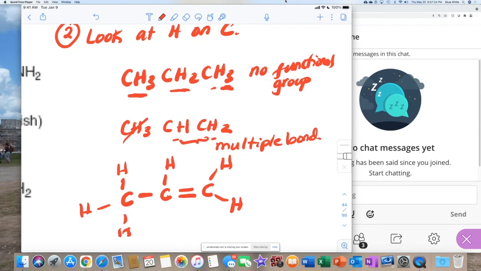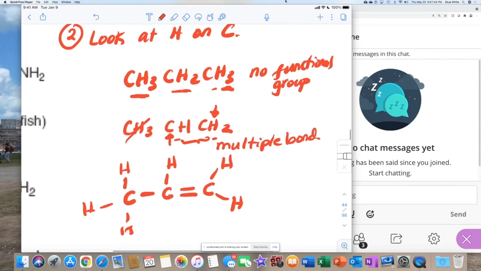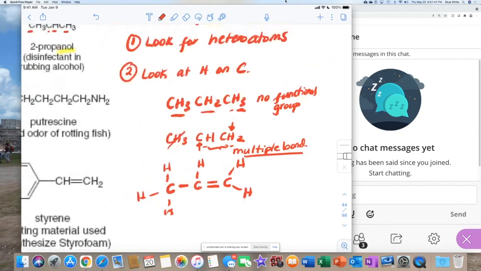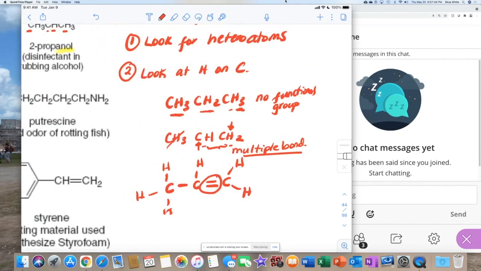So to accommodate the second bond, they get rid of hydrogens from here and from here. Okay, so just be aware. The easiest way when you're learning this, just draw the lowest structure. That's the easiest way. You go through the long process. When you get the hang of it, if it appears some hydrogens are missing, it's because you do have a multiple bond. So that would be alkene, right? Just in case. So I look for heteroatoms. I look at the hydrogen on the carbon to make sure I have enough. If not, I have a multiple bond.